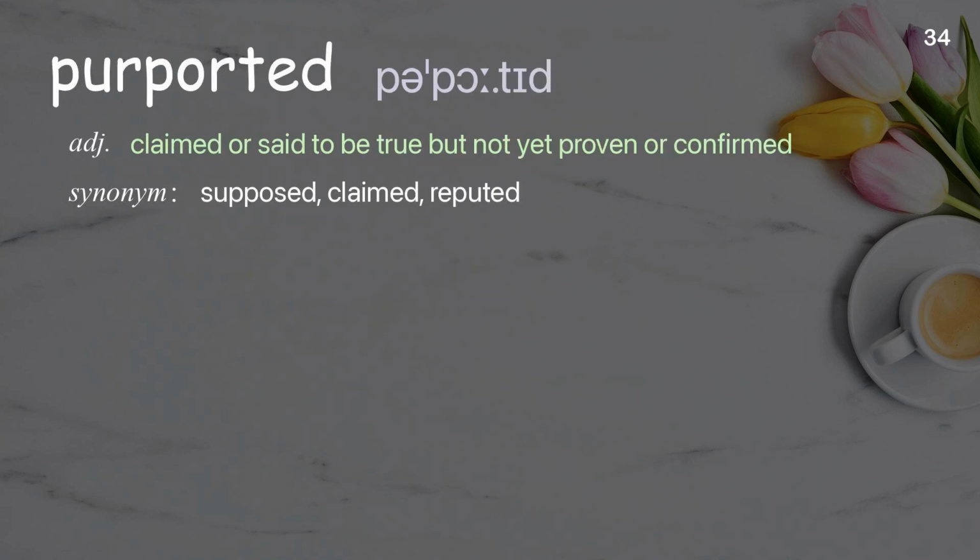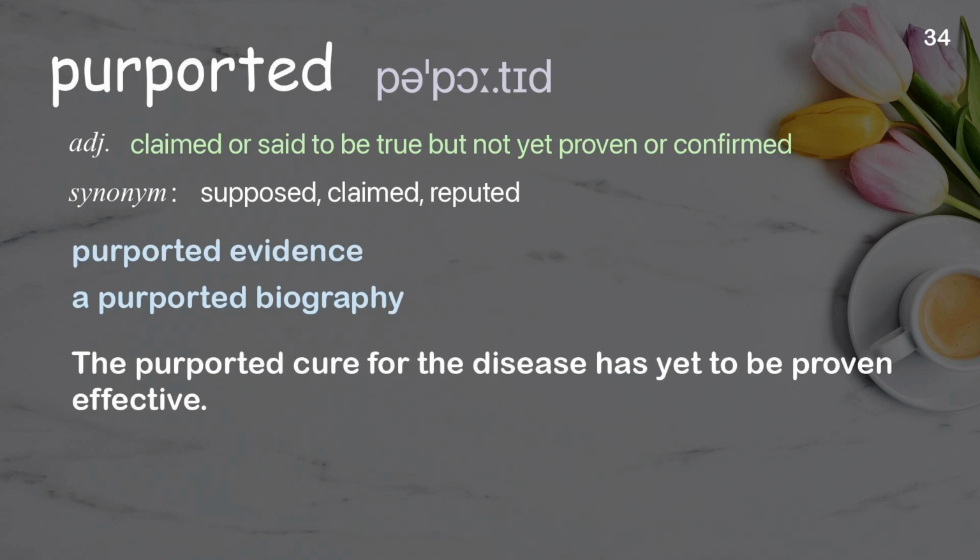Purported. Claimed or said to be true, but not yet proven or confirmed. Examples: Purported evidence. A purported biography. The purported cure for the disease has yet to be proven effective.